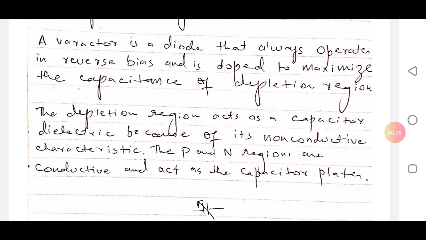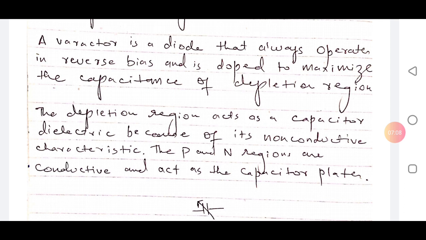Then you students can ask me a question: what is the maximum value of the capacitance of the depletion region? It depends on the models of the diode. Different models have a different maximum value. But remember, it should be doped so that a varactor diode will be able to operate in reverse bias. Now move on. Read this paragraph.